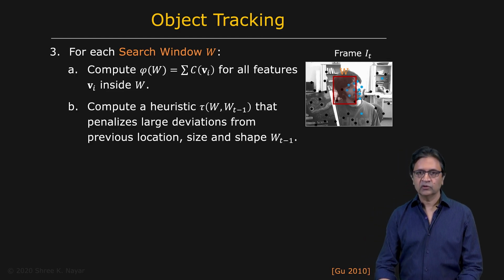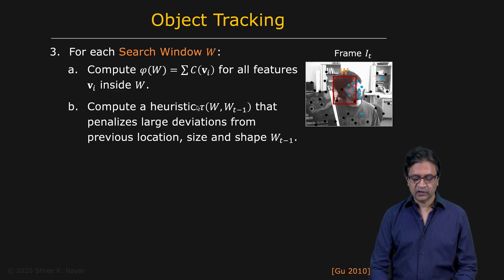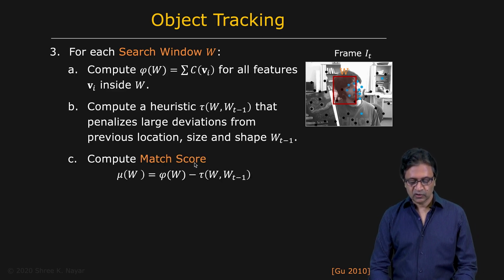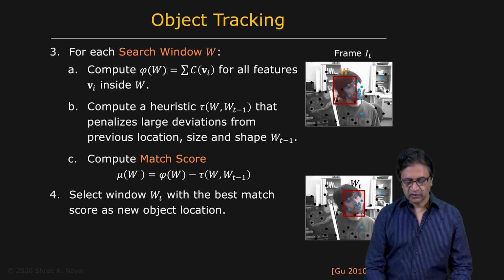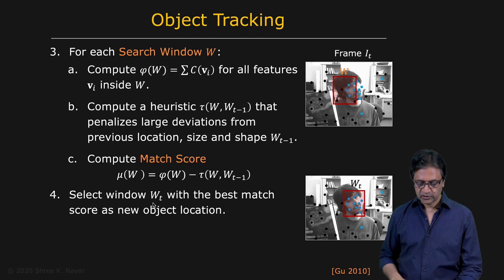And then we're also going to place a penalty for the change in the shape and position of the window in the new frame with respect to the old frame. We'll call that tau. That's just a measure of the deviation of the window geometrically from one frame to the other frame. And then we're going to give that particular window a score, mu, and that's psi minus tau. And so basically we're going to find the window which gives you a maximum value of mu, the max score. And that is the new position of the object.